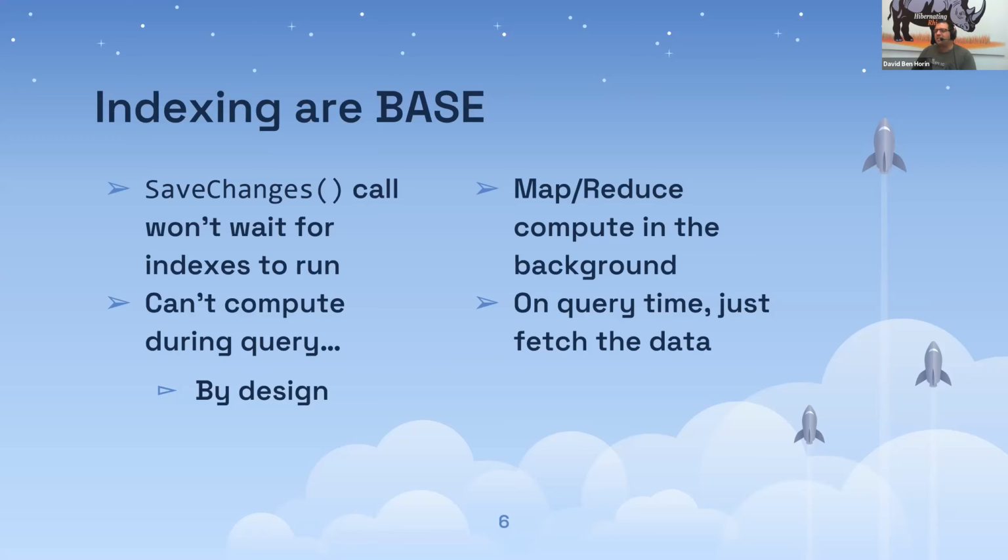For that matter, RavenDB does not allow you to do computation at query time at all. You can do computation on the results, but to find what the results are, that's not possible. And that is by design. That is a very explicit design choice that we made. And you can see why here.